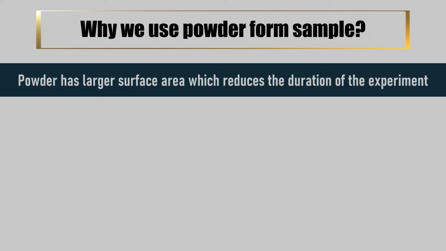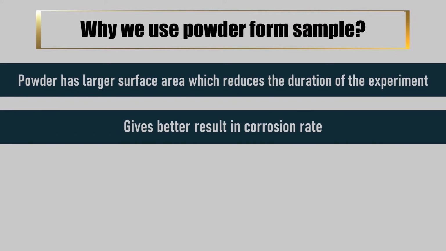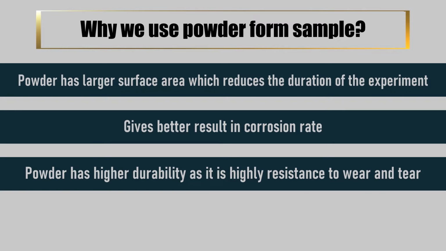Why do we use a powder form sample? Powder has a larger surface area, which reduces the duration of the experiment in terms of corrosion test. It gives better results in corrosion rate. Powder has higher durability as it is highly resistant to wear and tear. Its rust resistance is a very popular feature, especially in high-risk areas.